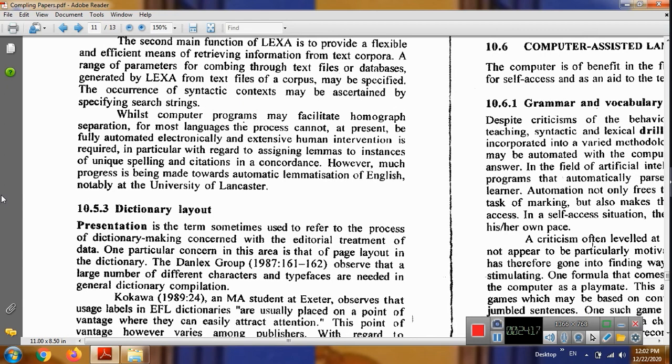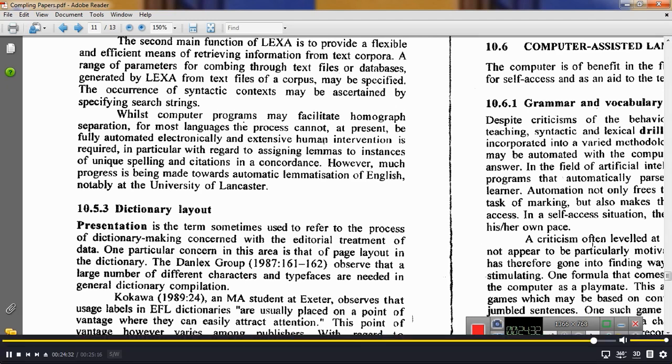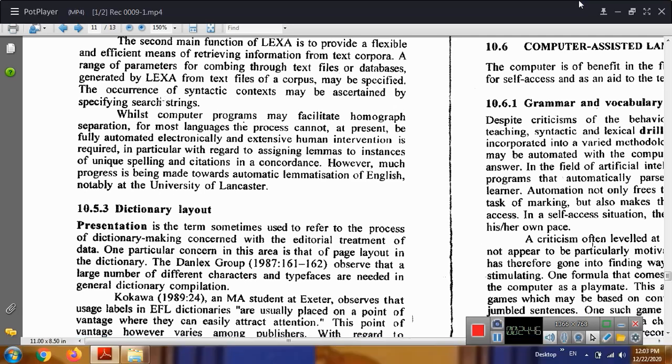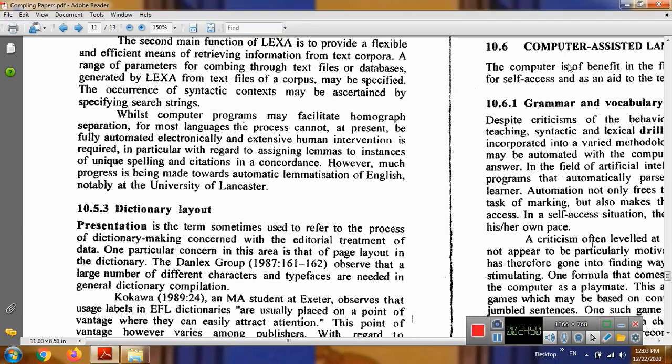About the dictionary layout, you should know this matter which I explained for you as a whole, just the important points, those which have definitions. For example, the definitions of some terms, and you should know the extended form of abbreviated terms in this text. And the computer has a vital role in lexicography, and we have some online dictionaries at this time, and we should know something about the dictionary and lexicography.